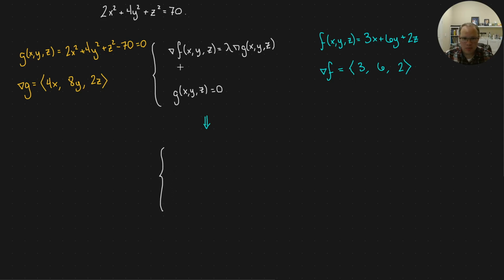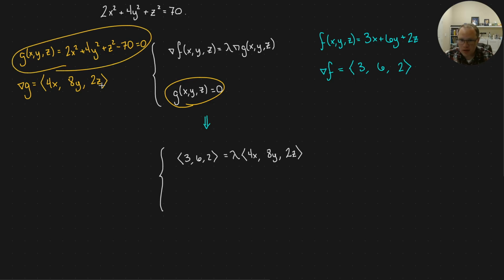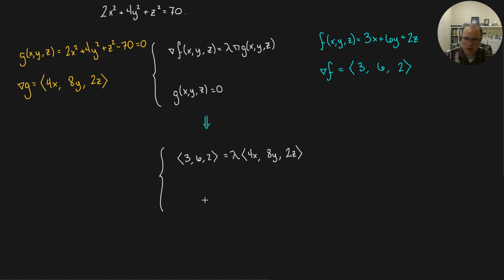So plug in gradient of f, 3, 6, 2, equals our Lagrange multiplier lambda times the gradient of g, which is 4x, 8y, 2z. And we're subject to the constraint where g of x, y, z equals 0, so that's going to be 2x squared plus 4y squared plus z squared minus 70 equals 0.